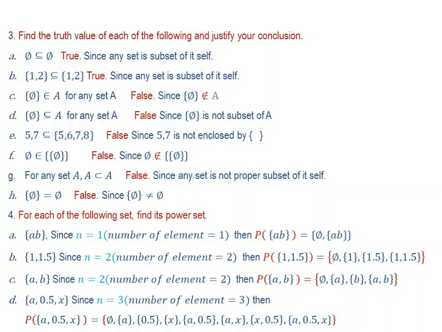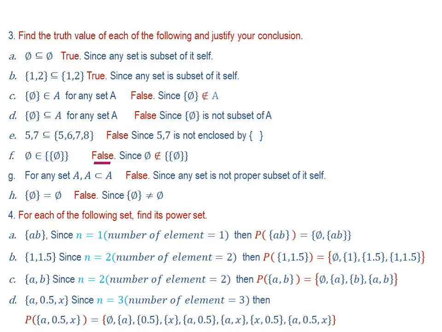The numbers 5, 7 is a subset of the set containing 5, 6, 7, 8. Is this true? False. Why? The numbers 5, 7 are not written inside a set; they are written alone. If they were inside braces it would have been fine, but 5, 7 is a subset of the set containing 5, 6, 7, 8 does not hold, so it is false. F. The empty set is an element of the set containing the set containing the empty set, or in double braces of the empty set.